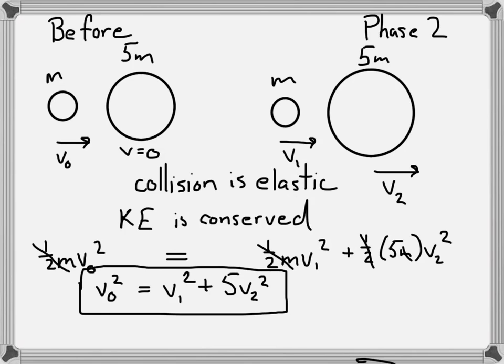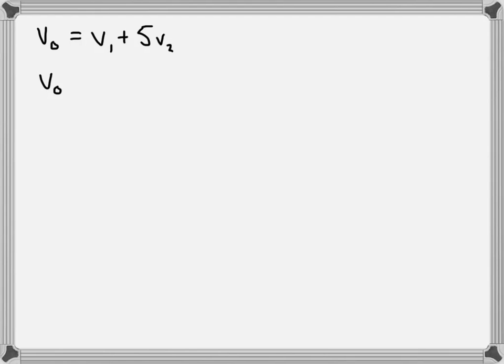All right, so now let's put those two equations on one page and figure out how to solve the system. So we have v naught equals v1 plus 5v2. That's what we got from momentum conservation. And then from kinetic energy conservation, we ended up with this equation right here. Now, this is probably not anything like you have seen before for a system of equations. What do we have to do?